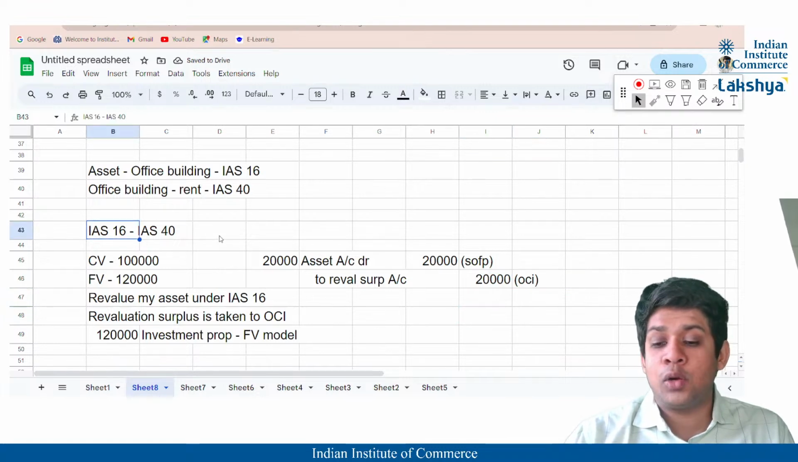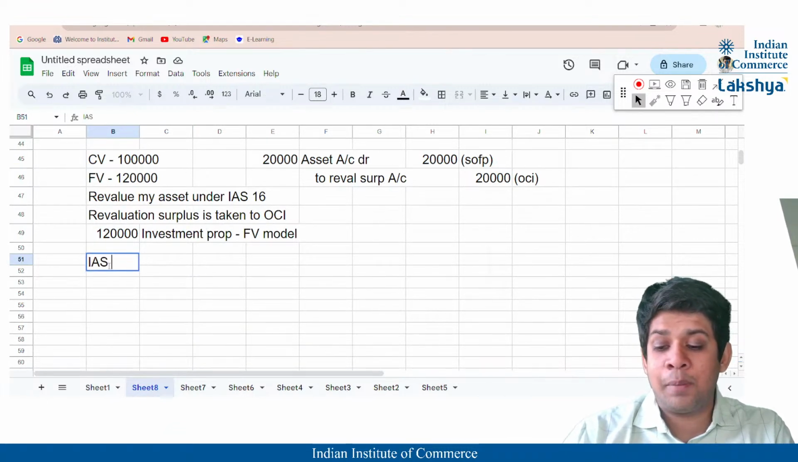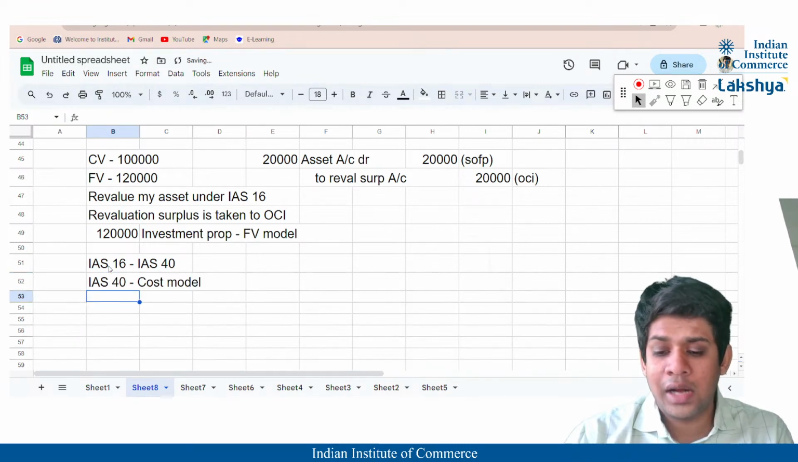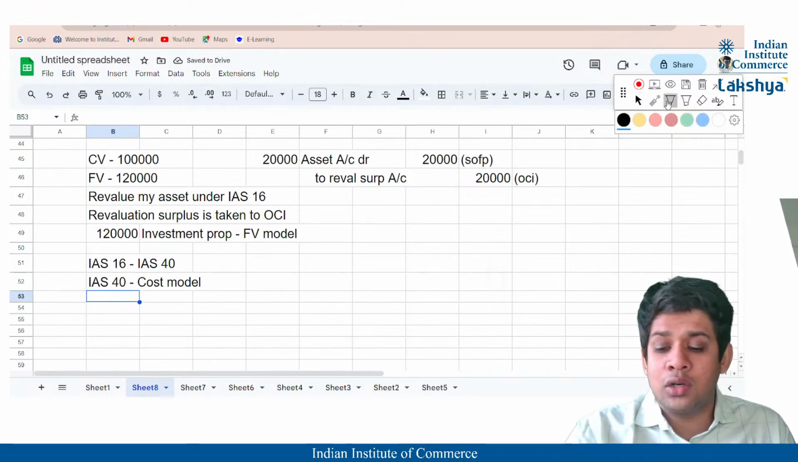So in this part, what did I do? I transferred my property from IAS 16 to IAS 40, and under IAS 40, the fair value model was used. Maybe I'm doing the same thing, transferring my property from IAS 16 to IAS 40, but under IAS 40, not the fair value model but the cost model is used. Technically there will be no difference, because here also we depreciate, here also we depreciate.